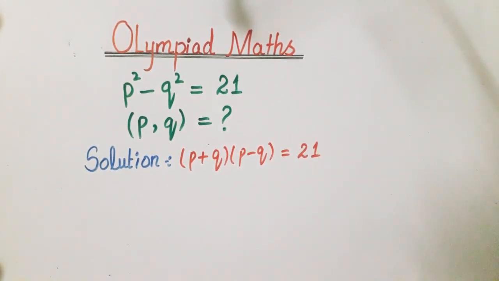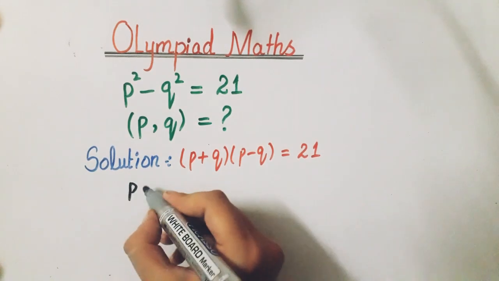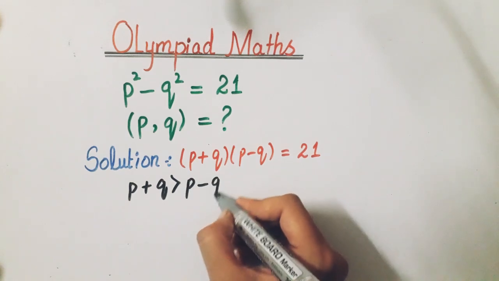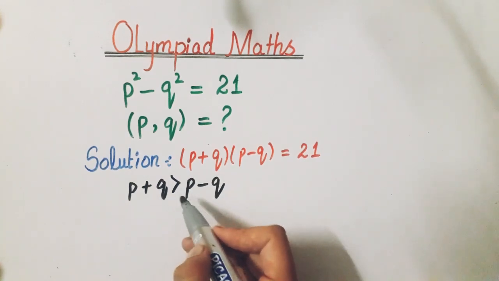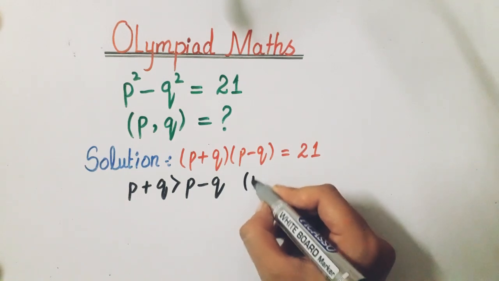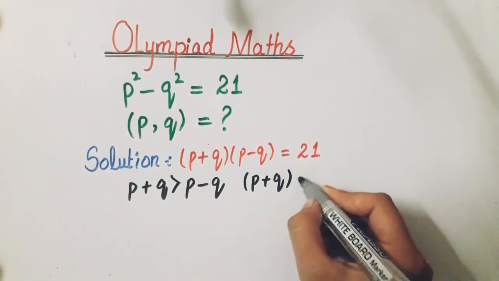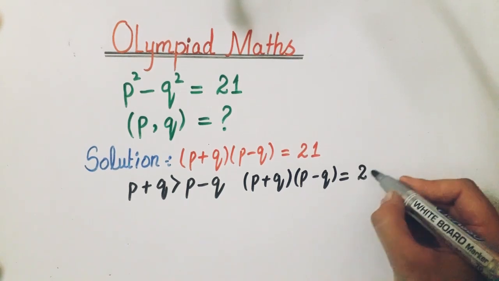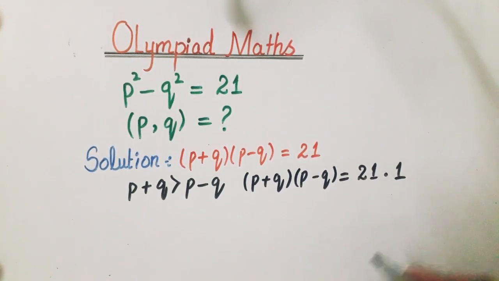Now here is a condition that we know the sum of two numbers is always greater than their subtraction. So p plus q is greater than p minus q. Now we will write this as (p plus q) into (p minus q) equals 21 into 1 as an ordered pair.